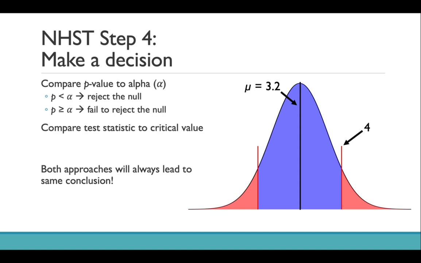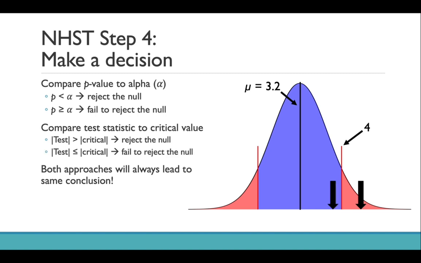Another approach is to compare the test statistic to the critical value. If the absolute value of the test statistic is greater than the absolute value of the critical value, we reject the null, as shown by the vertical arrow you see here. So here, we have a test statistic that falls beyond our critical value. In this case, I decided that it would be 4. Thus, it falls in our critical region, and we reject the null.